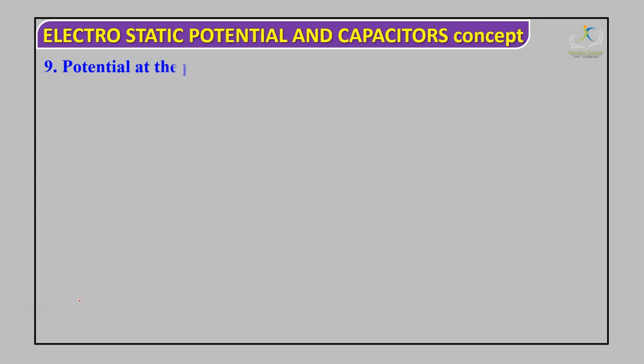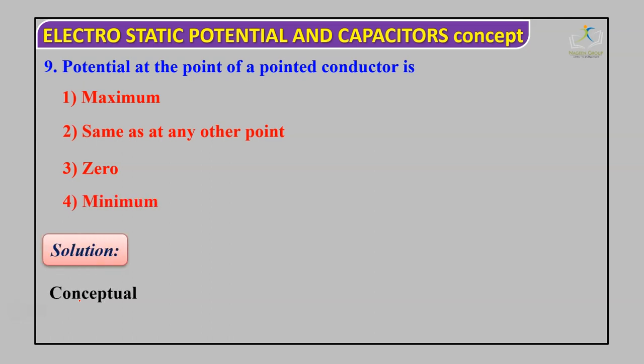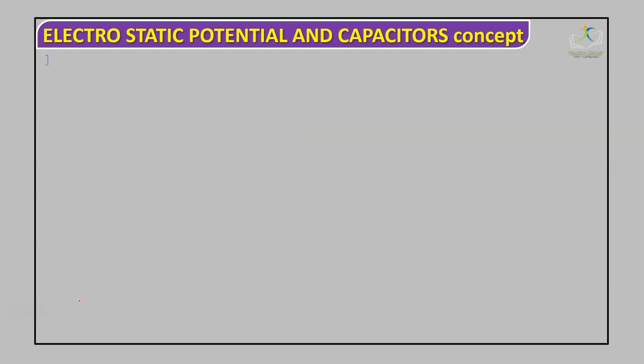Next, we have a question. Potential at the point of a pointed conductor is maximum, the same as at any other point, 0, or minimum. Let us see the solution. According to the conceptual data, the potential at a point of a pointed conductor is the same as at any other point.